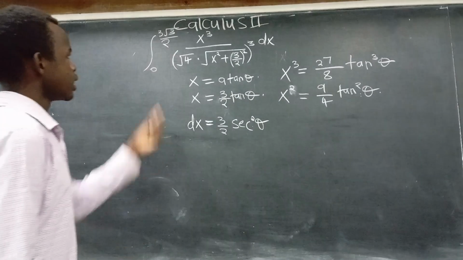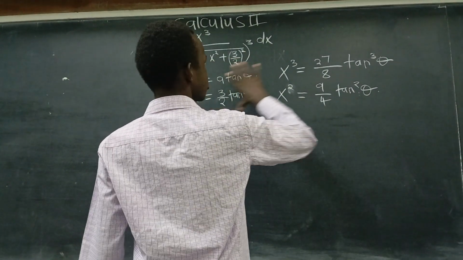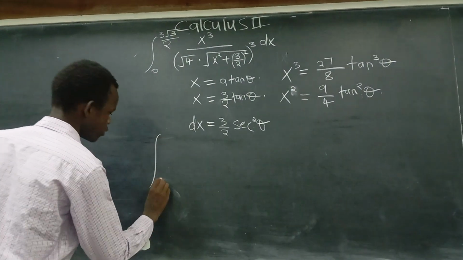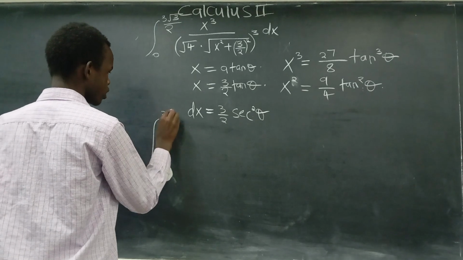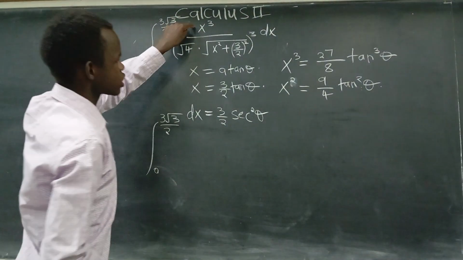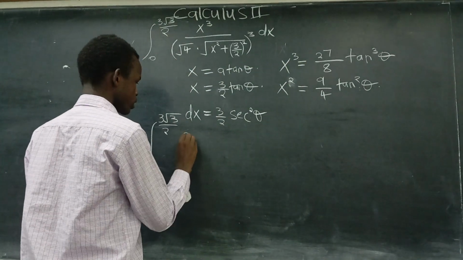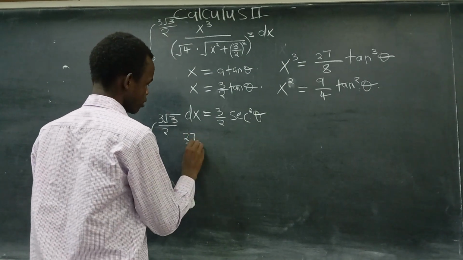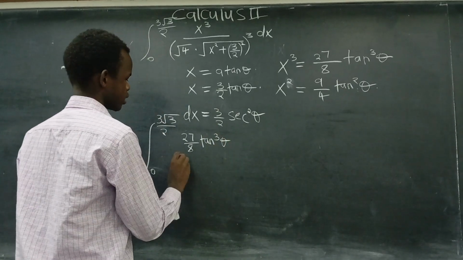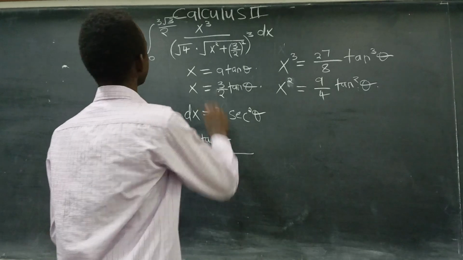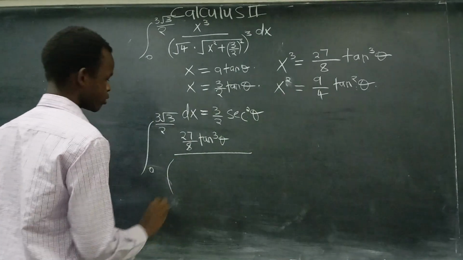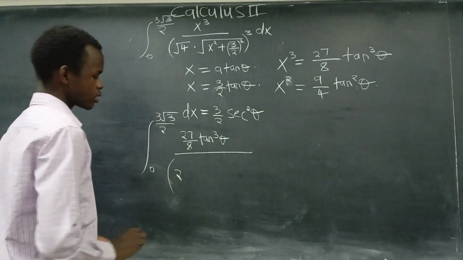Right, from there, let's replace all the information inside the integral. So it says the integral from 0 to 3 square root of 3 divided by 2. So what's my x cubed? My x cubed is that, so I'll write 27 divided by 8 tan cubed of theta divided by, what's the square root of 4? So remember the brackets. The square root of 4 is just 2, okay?